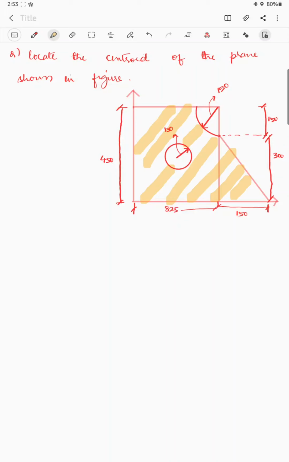Yes. Hello, students. Welcome to another class of engineering mechanics. So, in today's class, we'll try to calculate the centroid of the shaded area.